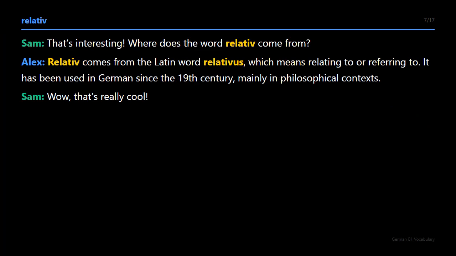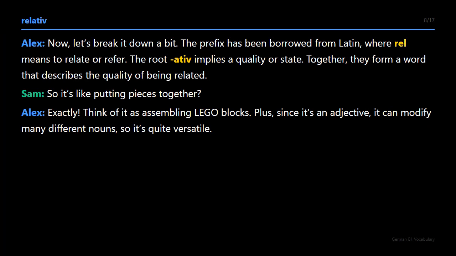Wow, that's really cool. Now, let's break it down a bit. The prefix has been borrowed from Latin, where rel means to relate or refer. The root ativ implies a quality or state. Together, they form a word that describes the quality of being related. So it's like putting pieces together. Exactly. Think of it as assembling Lego blocks. Plus, since it's an adjective, it can modify many different nouns, so it's quite versatile.